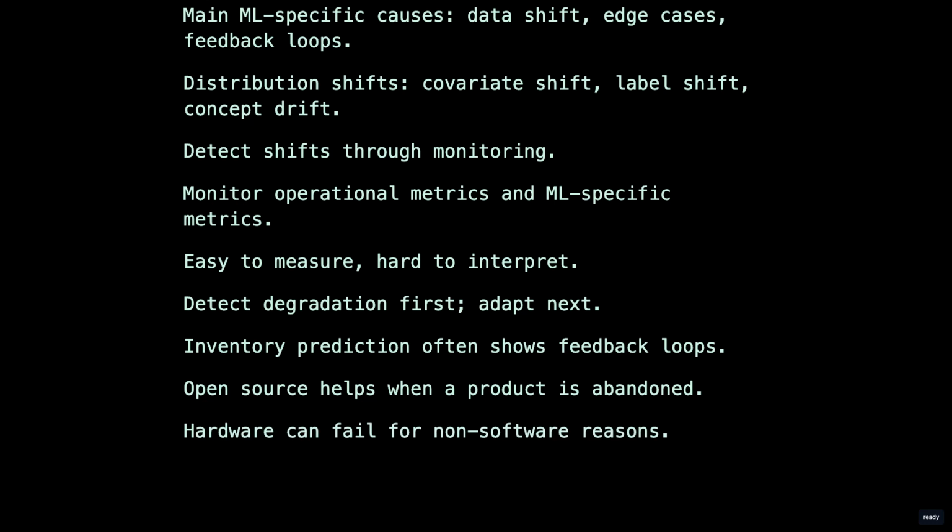Not every failure comes from code or models. Physical systems can break too, so it helps to remember that deployed ML lives inside real hardware, with all the ordinary fragility that comes with it.